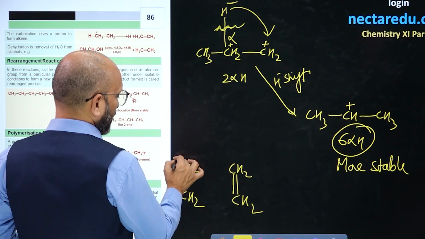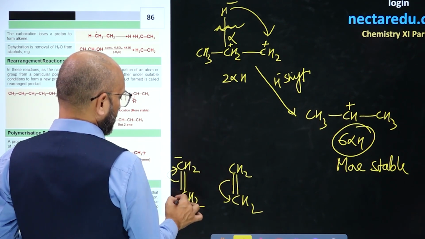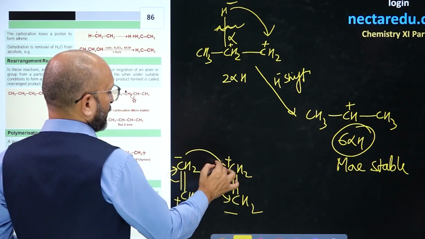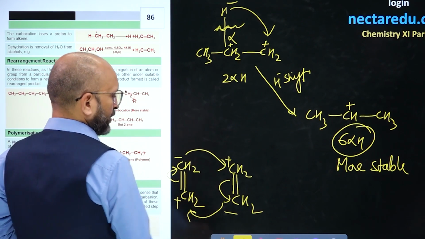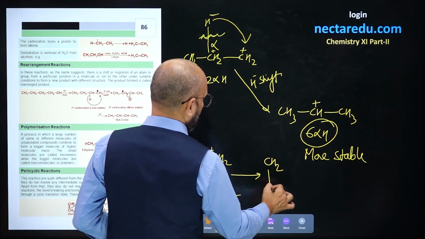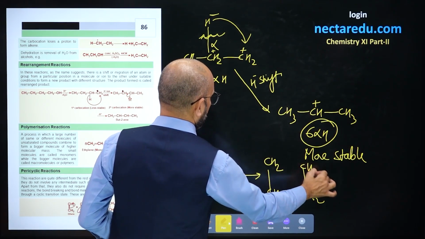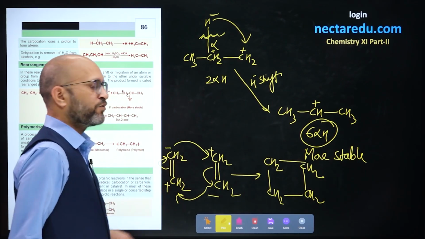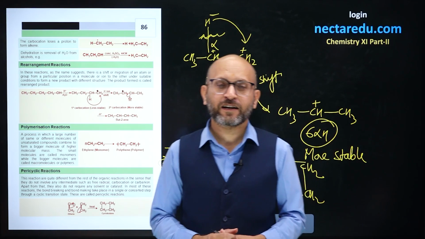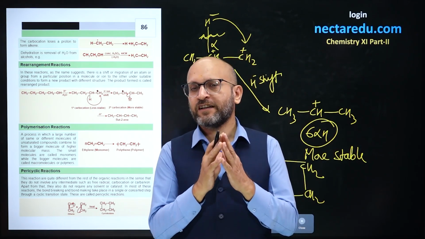See, this bond will break and this bond will break like this. Here minus plus, you will get plus minus. They attach to each other forming a ring without any intermediate. A ring is formed in a single step. Such kinds of reactions are known as pericyclic reactions. So pericyclic reactions are concerted mechanism, one step reactions without any intermediate.